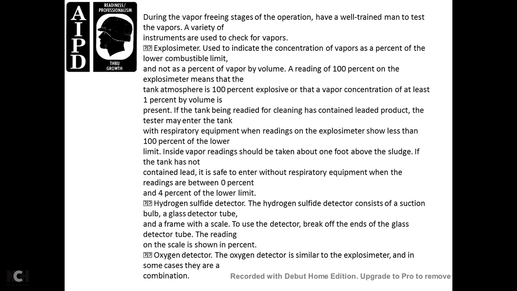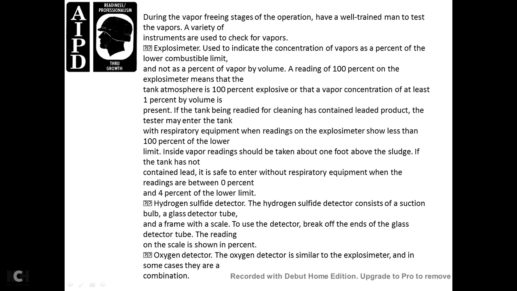If the tank being readied for cleaning has contained leaded product, then the tester may enter the tank with respiratory equipment. Readings of an explosive meter showing less than 100% of the lower limit inside the vapor should be taken 1 foot above the sludge. If the tank has not contained lead, it is safe to enter with respiratory equipment when the readings are between 0% and 4% of the lower limit.